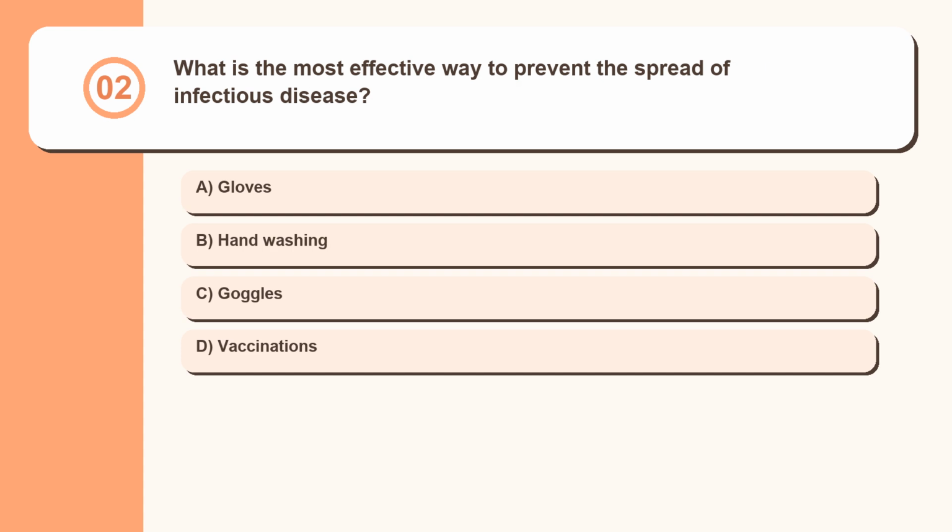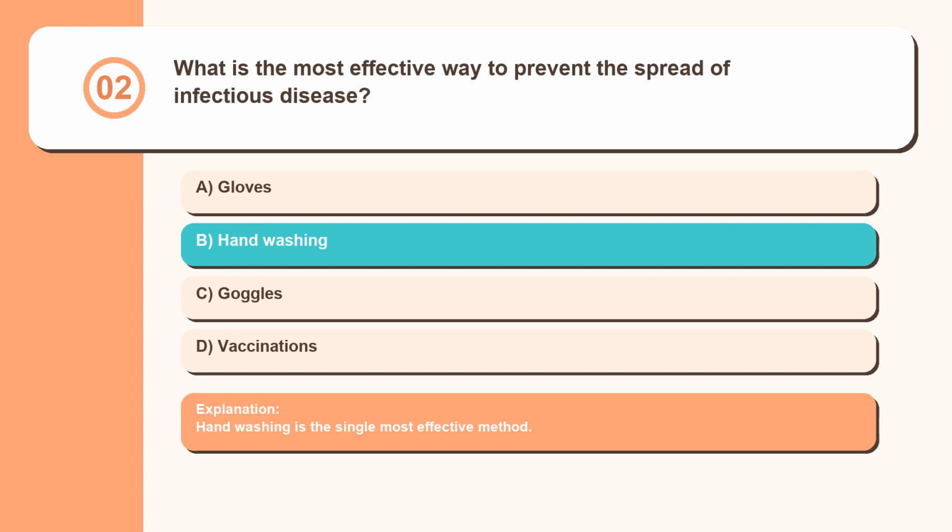Question 2. What is the most effective way to prevent the spread of infectious disease? Gloves, hand washing, goggles, vaccinations. Hand washing is the single most effective method.